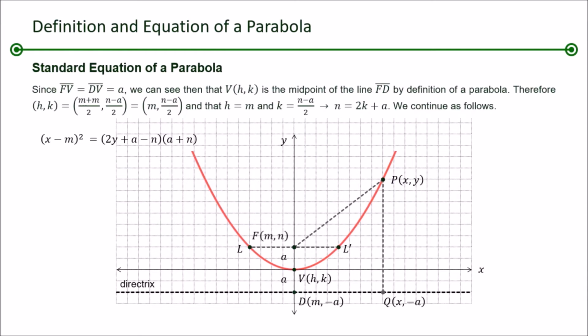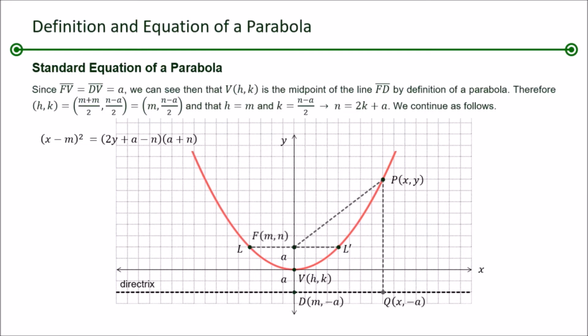Now, since the length of the line segment FV is equal to the length of the line segment DV, which is equal to a, we can see then that the vertex with coordinates h, k is the midpoint of the line segment FD by definition of a parabola. Therefore, the coordinates h, k can be computed as the midpoint between the coordinates of F and the coordinates of D. That is, m plus m all over 2 and n plus negative a all over 2, which results in m and n minus a all over 2.